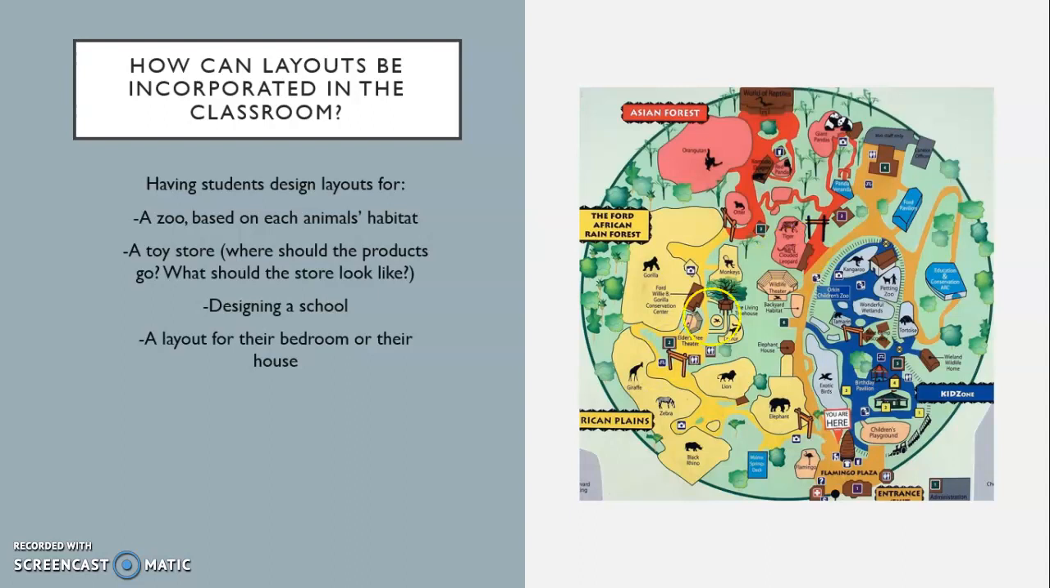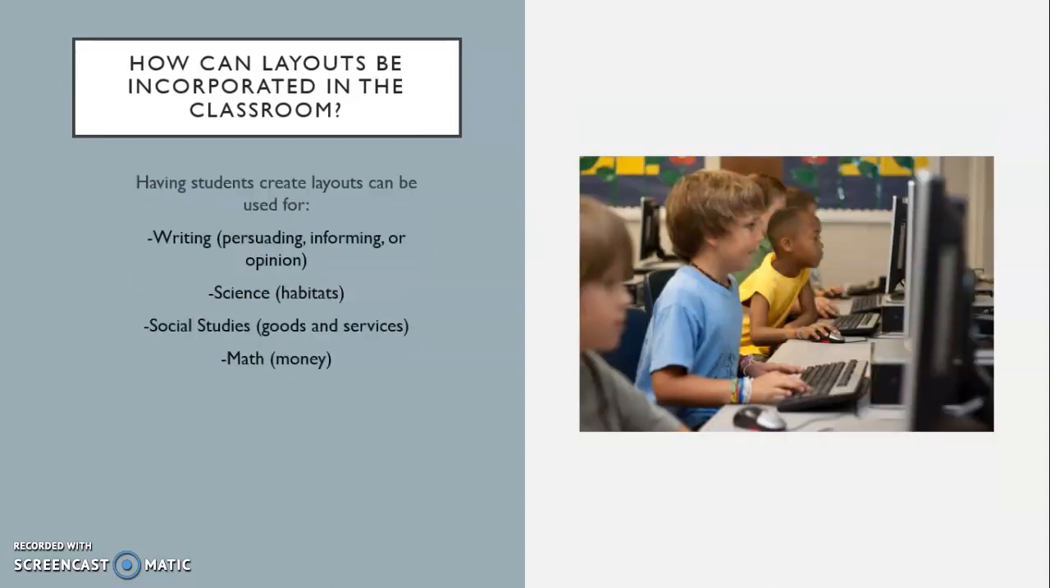Some other examples of how layouts could be incorporated in the classroom would be having students design layouts for a zoo. I have a picture shown here, just to have students place animals where they should belong with each animal's habitat. A toy store: where should the products go? What should the store look like? A layout of that. Designing a school, or a layout for their own bedroom or for their house.